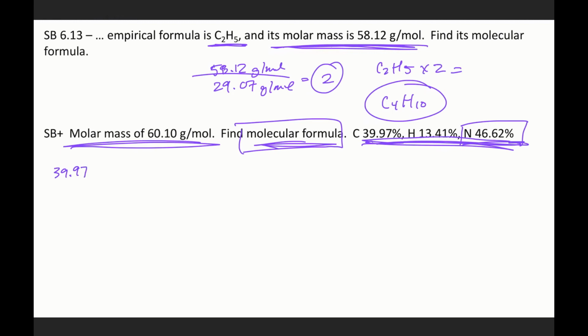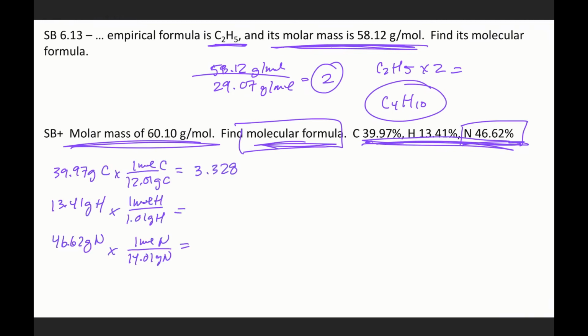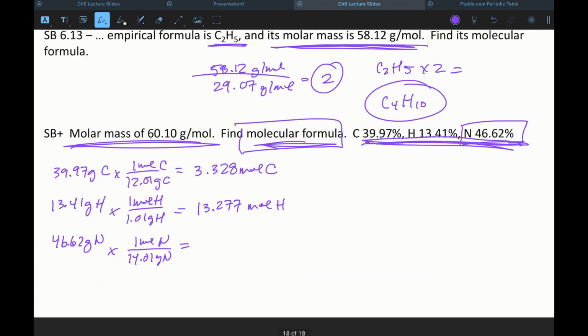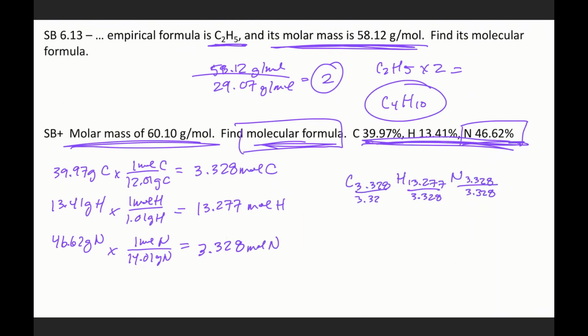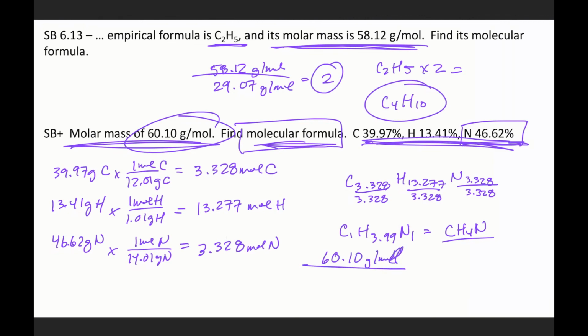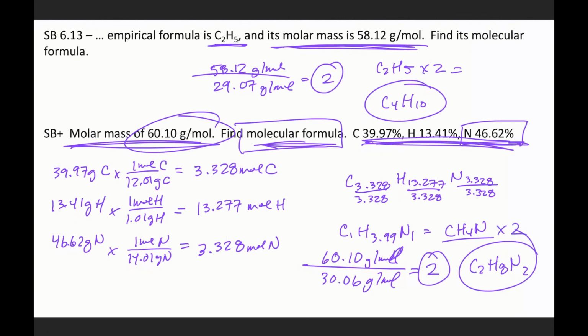All right, so let's go ahead and solve this. Grams to moles, and then we reduce, and then we have our empirical formula. So now we take my molecular molar mass, 60.10 grams per mole, which is the scaled up or actual version, and divide it by my empirical molar mass, which is 30.06 grams per mole, and clearly that is a scaling factor of 2. So I'm going to get C2H8N2. Does that make sense?